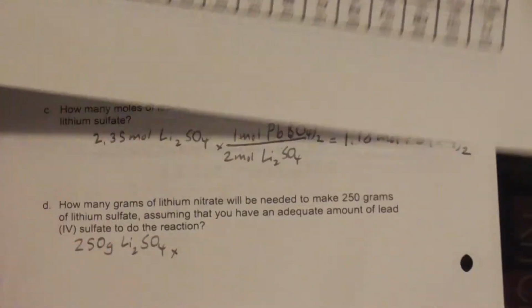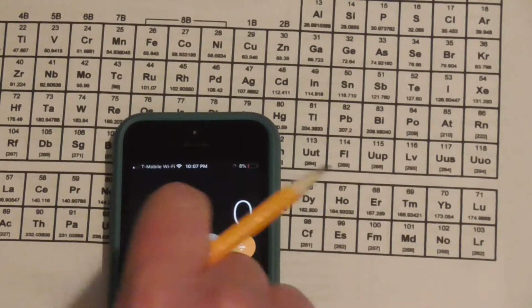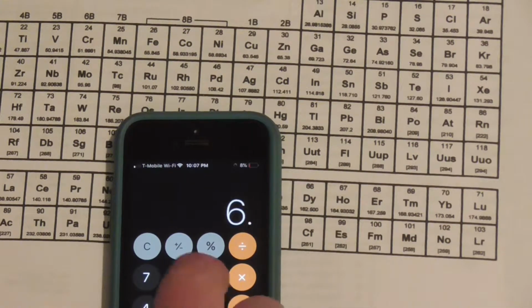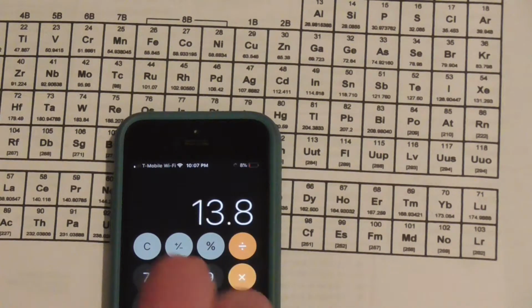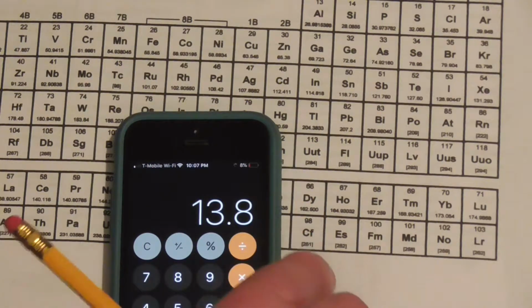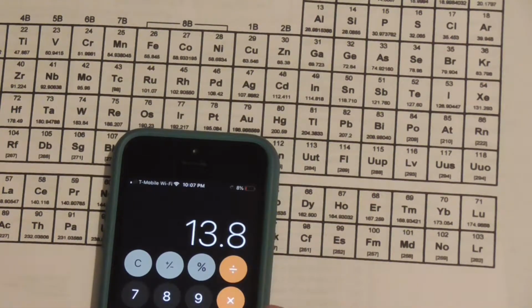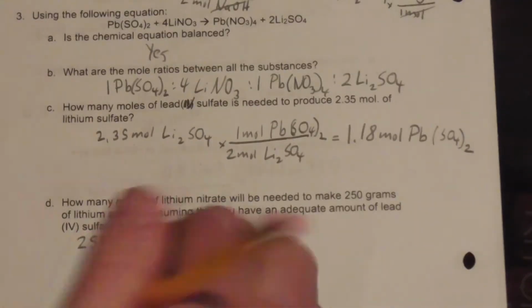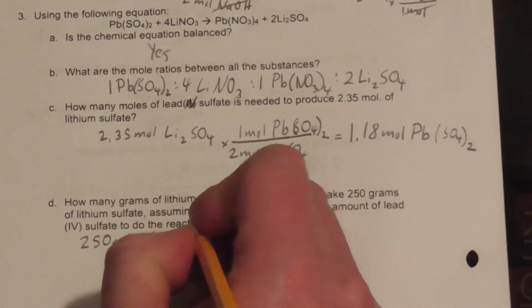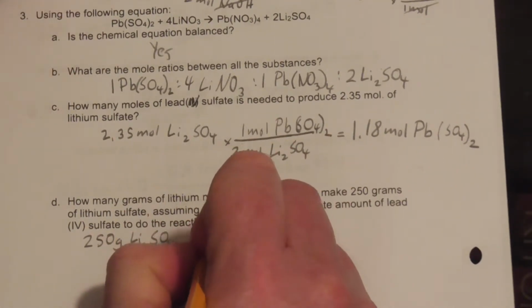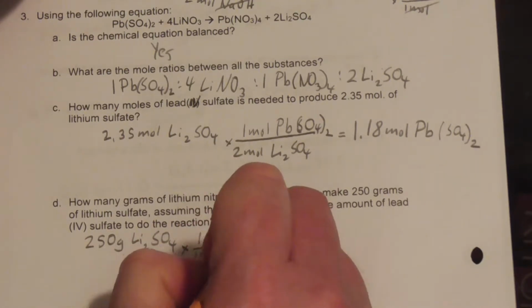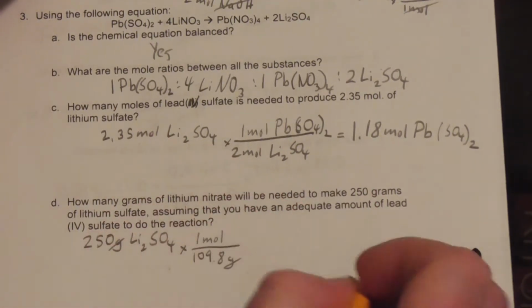So lithium, I have 2 lithiums. Lithium is 6.9, we'll say, times 2 is 13.8. Then I have a sulfur, which is 32. And then I have 4 oxygens, which is 64. 109.8 is the gram molar mass. So it's going to be 1 mole over 109.8 grams. My grams cancel out.